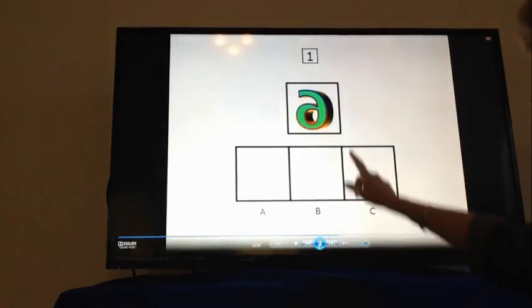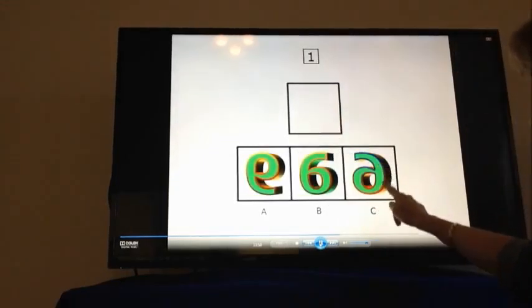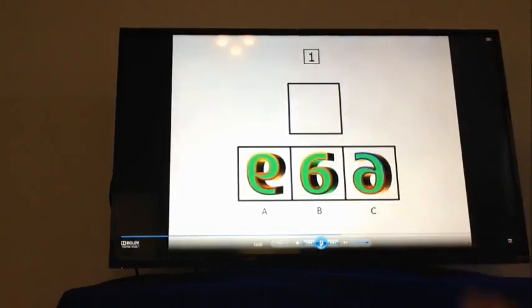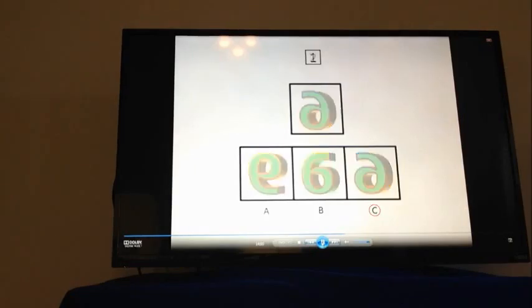All right, I see a backward 6 from this side. It was black, and then it was purple, and then green in the middle. So I'm going to say C. And I'm right. C is the correct answer. It's got to happen very quickly. Let's look at number 2.